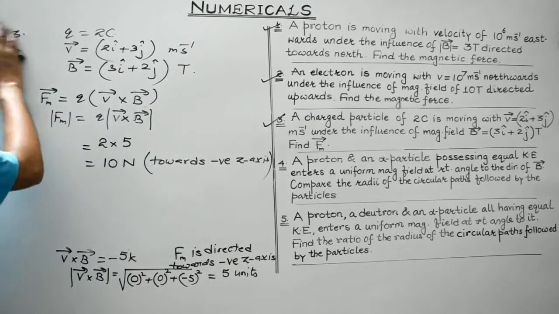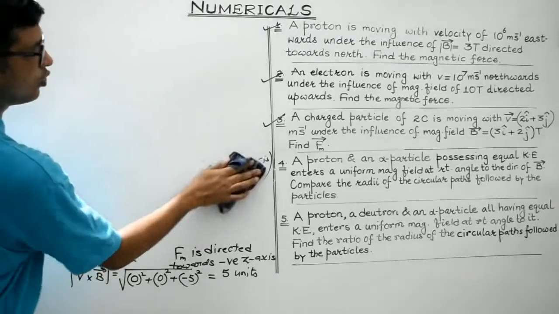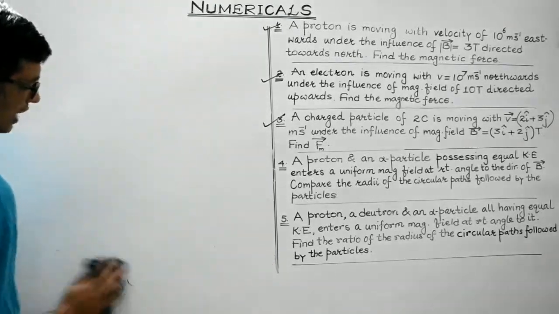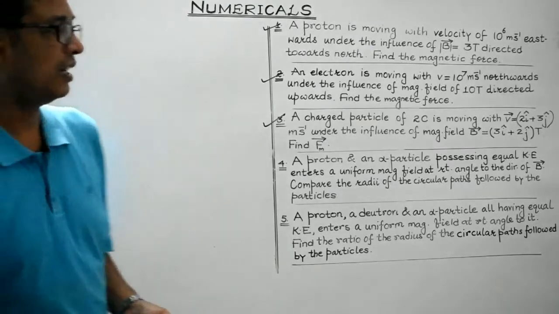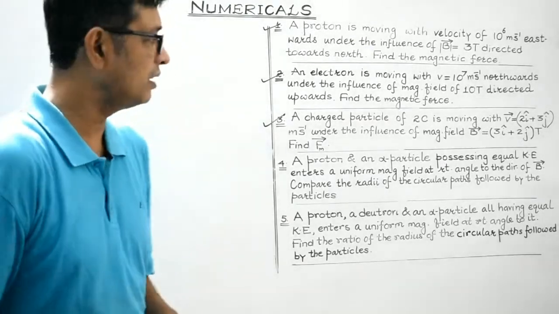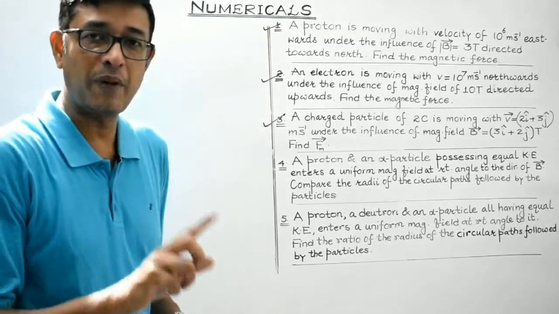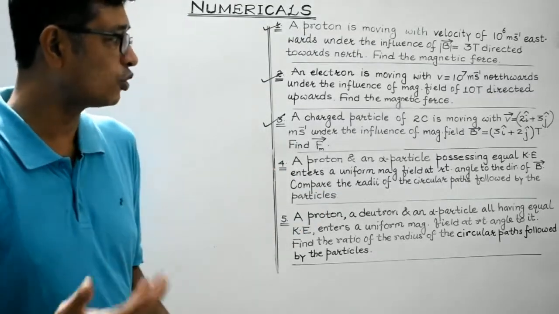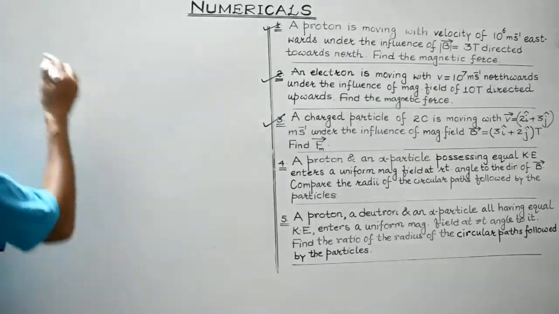Okay, let's proceed to question number 4 now. This is an interesting question actually. Question 4: a proton and an alpha particle, I repeat, a proton and an alpha particle, both possessing equal kinetic energy, enter a region of uniform magnetic field in a direction perpendicular to it. We are supposed to compare the radii of the circular paths followed by these two particles, right?